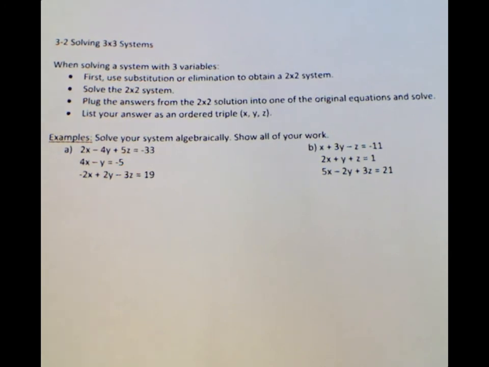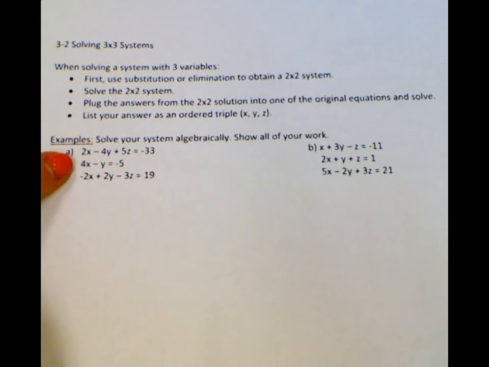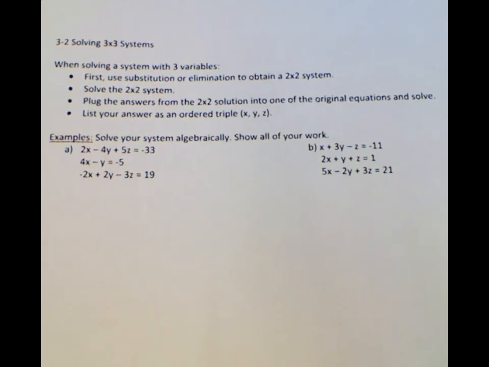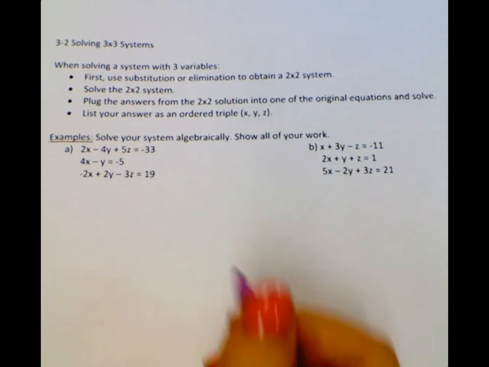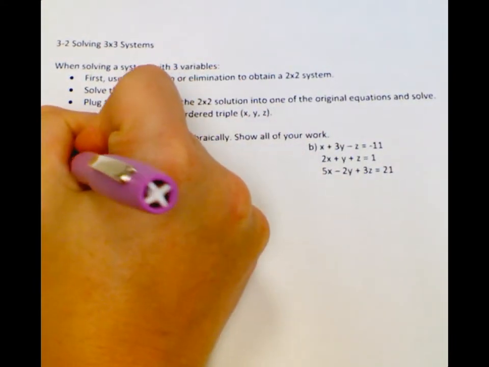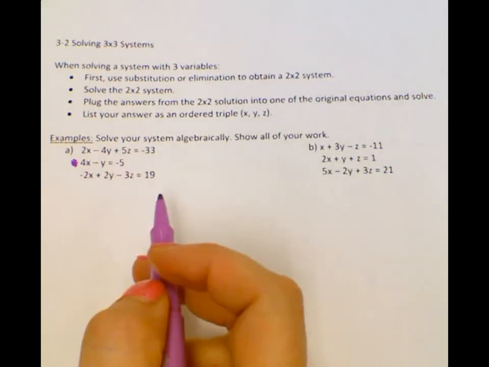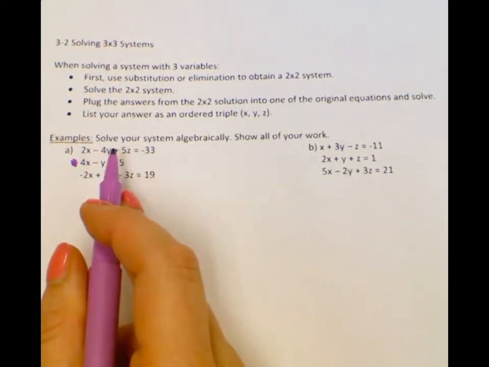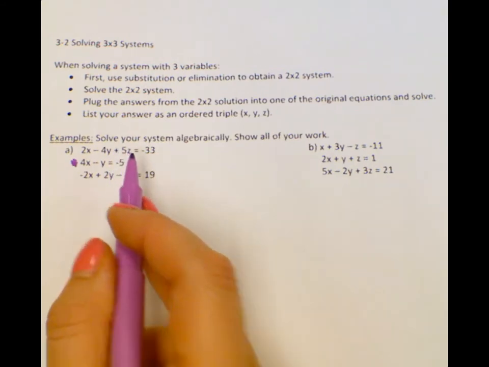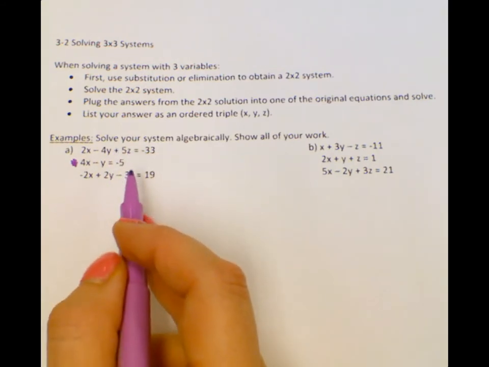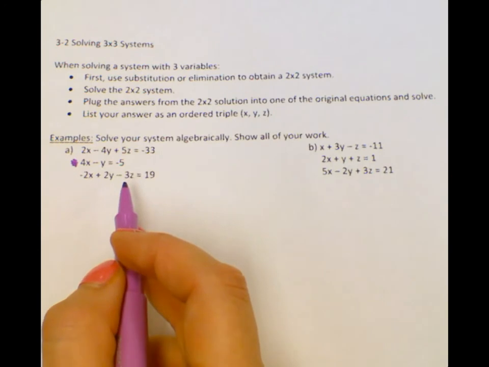Let's go ahead and start with B. Well, let's go with A. A is actually easier, and the reason why it's easier is because the middle equation right here only has 2 variables. So since we already have one 2 by 2, x and y, we're going to leave that one alone, and we are going to try to fix the first and third so that they can also be a 2 by 2.